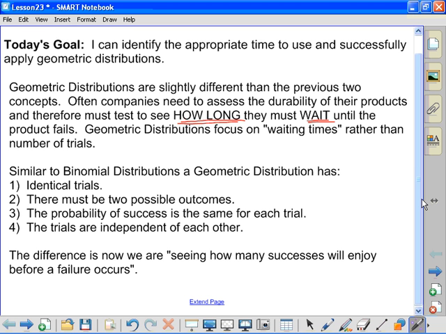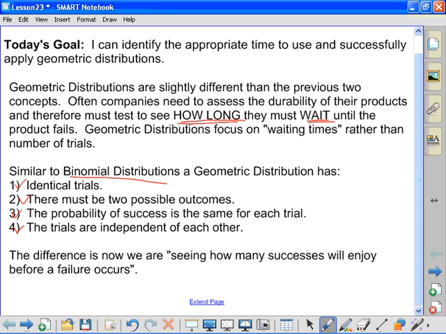The following has to be true. You have to have identical trials. There has to be two outcomes. And the probability of success for each trial must be the same. And the trials are independent of each other. That means that whatever happened the first time doesn't affect the outcome on the second. So those are the four things. So it's exactly the same as binomial in terms of your requirements.